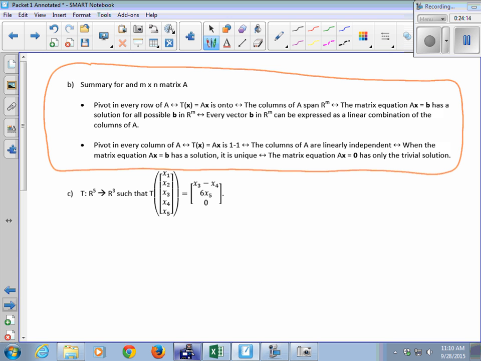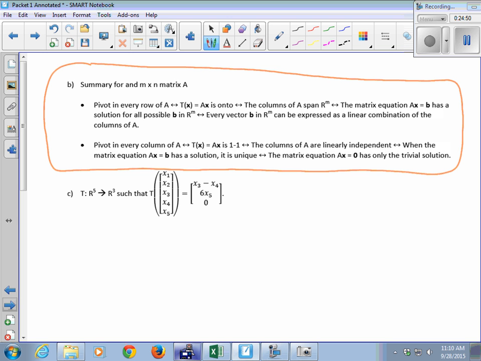If you have a pivot in every row of A, that tells you that T of x equals Ax, the linear transformation, is onto. It tells you that the columns of A span Rm. It tells you that the matrix equation Ax equals b has a solution for all possible b. It tells you that every vector b in Rm can be expressed as a linear combination of the columns of A. So there are lots of questions I can ask you that you can check just by looking to see if there's a pivot in every row, versus a pivot in every column.